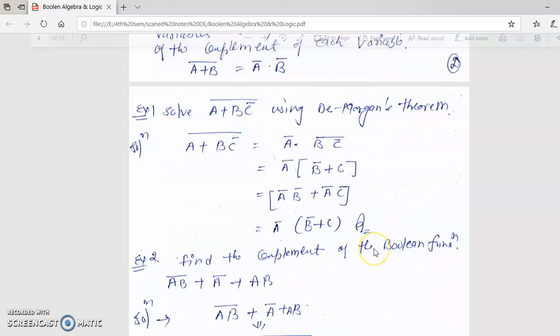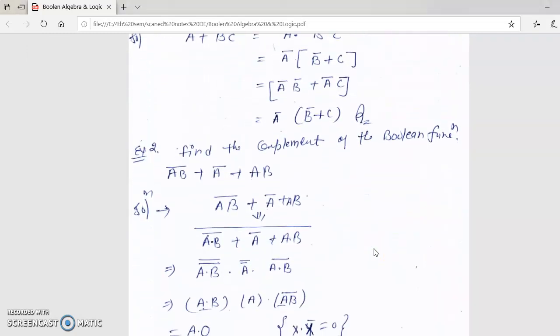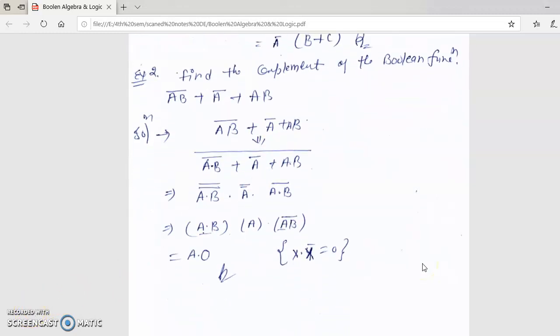Next one is find the complement of the Boolean function. Boolean function is a b bar plus a bar plus a b. इसका हमें find the complement, इसका पूरे का पूरे हमें लेना है complement. We take the full complement of this function and solve it using the theorems.